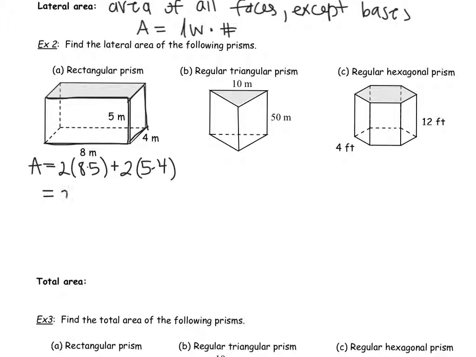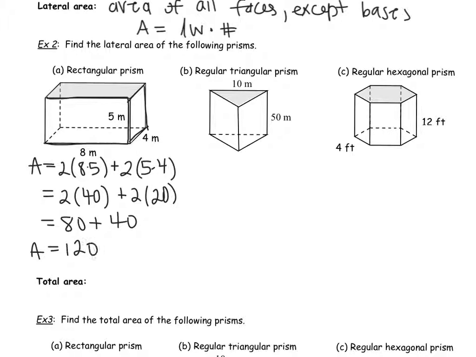to find the area of. So 8 times 5 is going to be 40, so we have 2 times 40 plus 2 times 20. 2 times 40 is 80, 2 times 20 is 40. So our lateral area is going to be 120 meters squared because this is still area, so we have square units.